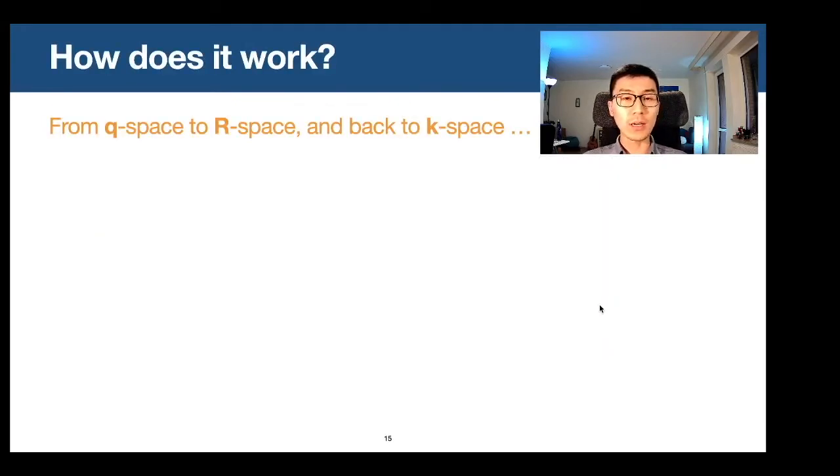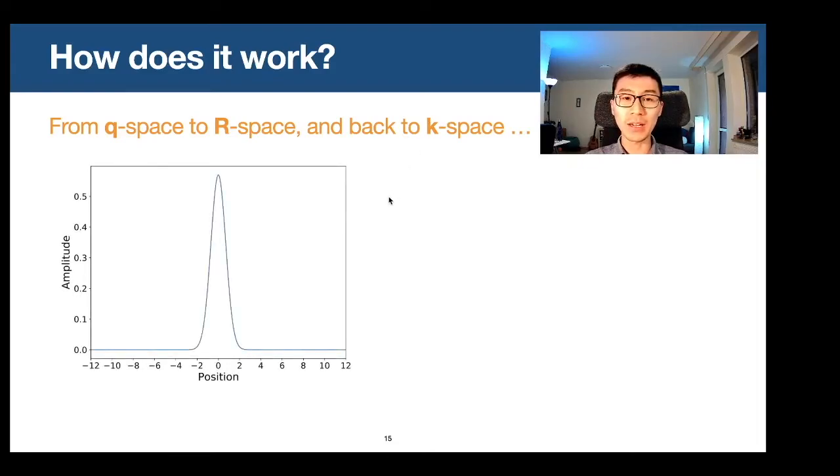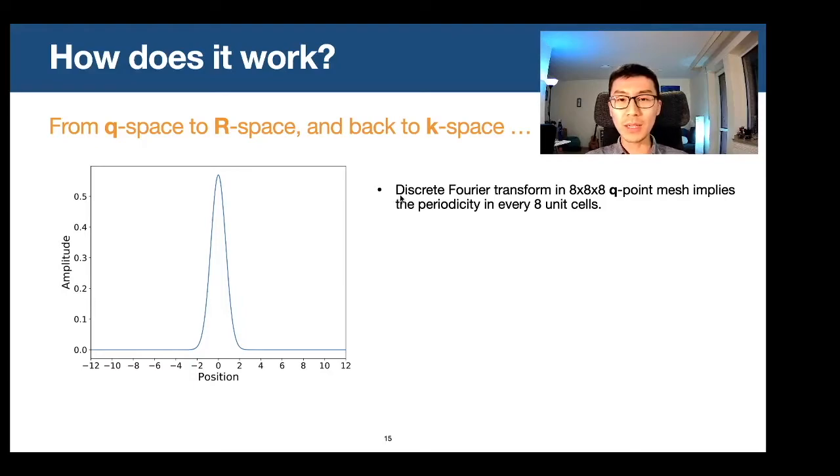But how does it work? To be frank, when I heard about this technique for the first time, it sounded like a bit of a lie. The reason is that we start from q-space and we obtain the Hamiltonian in R space, and we are going back to k-space. So it's kind of coming back to the origin actually. But actually it is not. I'm going to tell you why. So what we do is we perform a discrete Fourier transformation on a coarse k mesh, 8 by 8 by 8, for example. And this implies that our Wannier function is periodic in every 8 unit cells. It looks like that in reality.